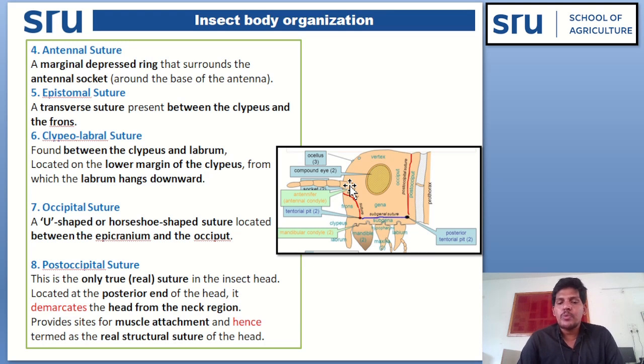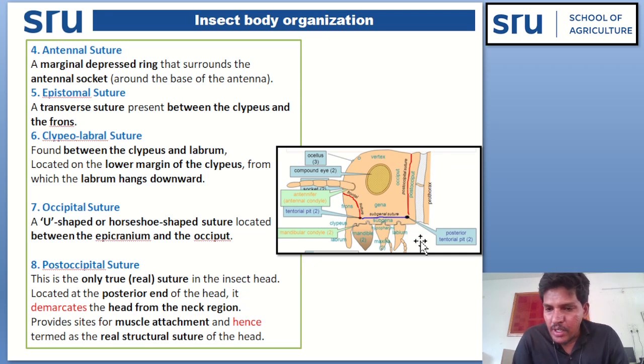Next is the clypeolabral suture, found between the clypeus and labrum, located on the lower margin of the clypeus from which the labrum hangs downwards. Next is the occipital suture, the U-shaped or horseshoe-shaped suture located between the epicranium and the occiput.